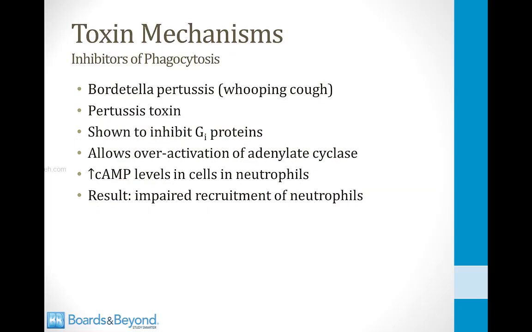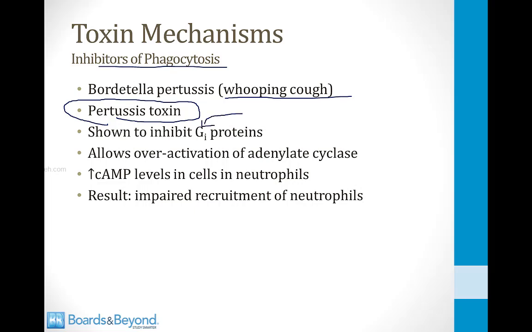Now let's talk about toxins that inhibit phagocytosis, and there's really only one toxin that does this. It's pertussis toxin. So pertussis toxin is secreted by Bordetella pertussis, which is the cause of whooping cough. And pertussis toxin inhibits Gi proteins, and recall that Gi proteins are inhibitory.